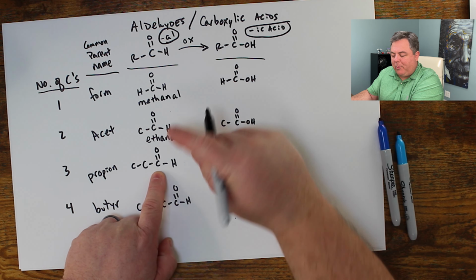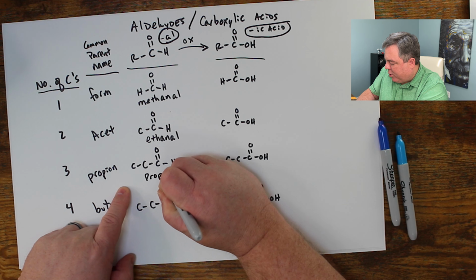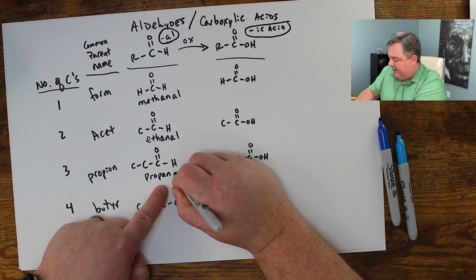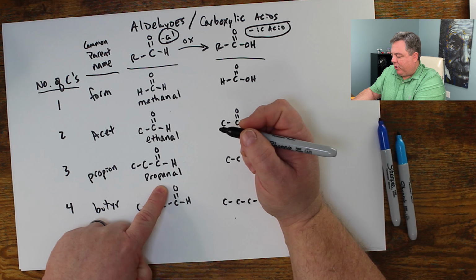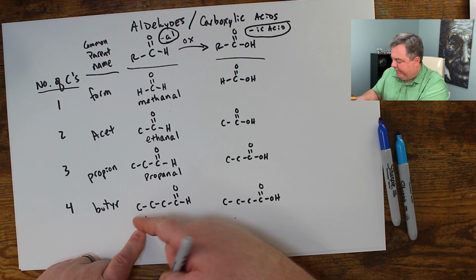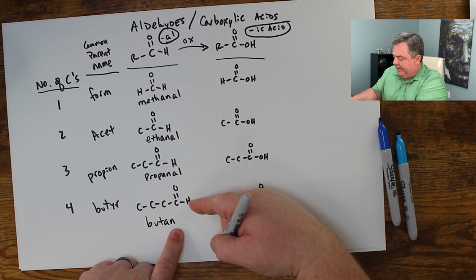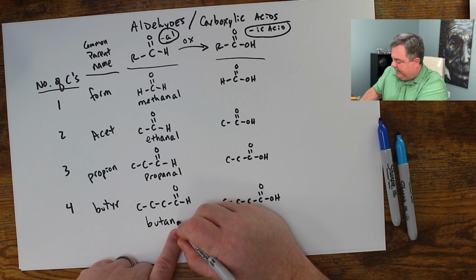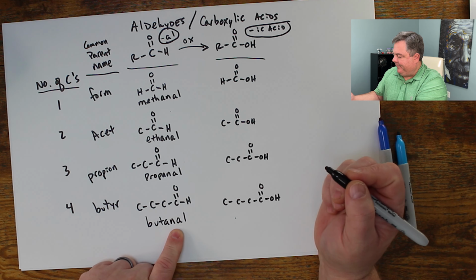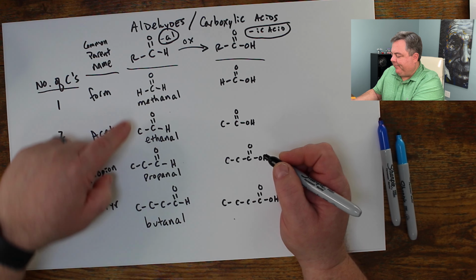This comes from propane. This is the aldehyde from propane. So we write propane, but we drop the E and we add the al ending, propanal. And this 4 carbons, 1, 2, 3, 4, comes from butane. We'll drop the E, and this is the aldehyde of butane, so we call that butanal. So methanal, ethanal, propanal, butanal.